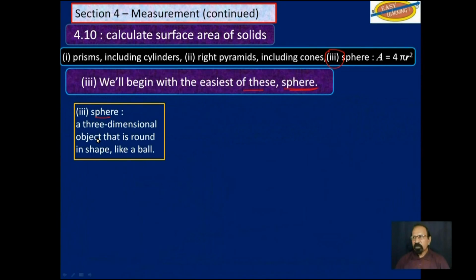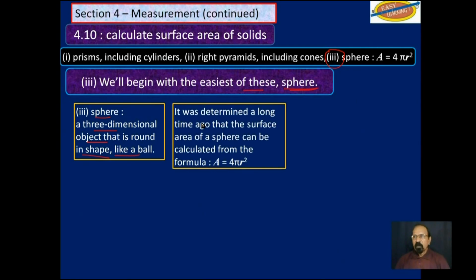A sphere, as we said, is a 3-dimensional object that is round in shape like a ball, not a disc. So it was determined a long time ago that the surface area of a sphere can be calculated by using this formula, 4 pi r square. Remember, I said that is not on the formula sheet. It is in the syllabus, so we will need to learn it.